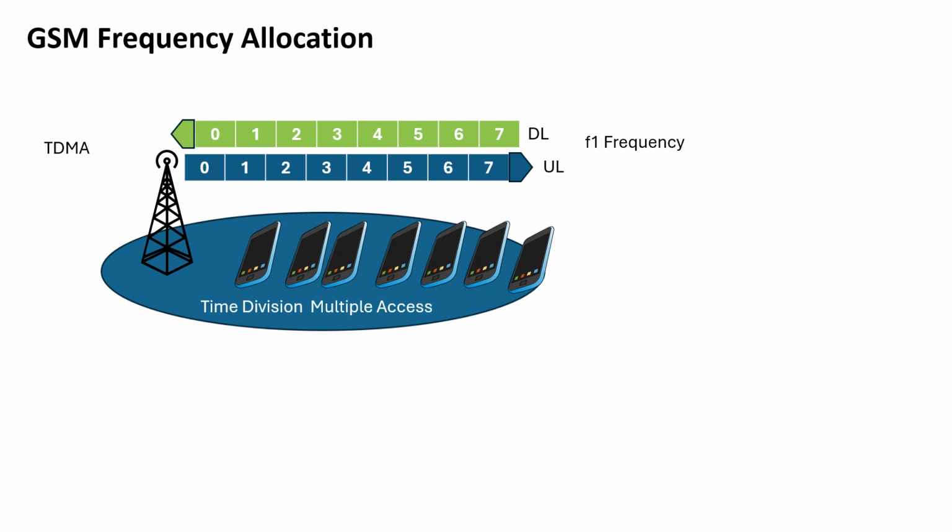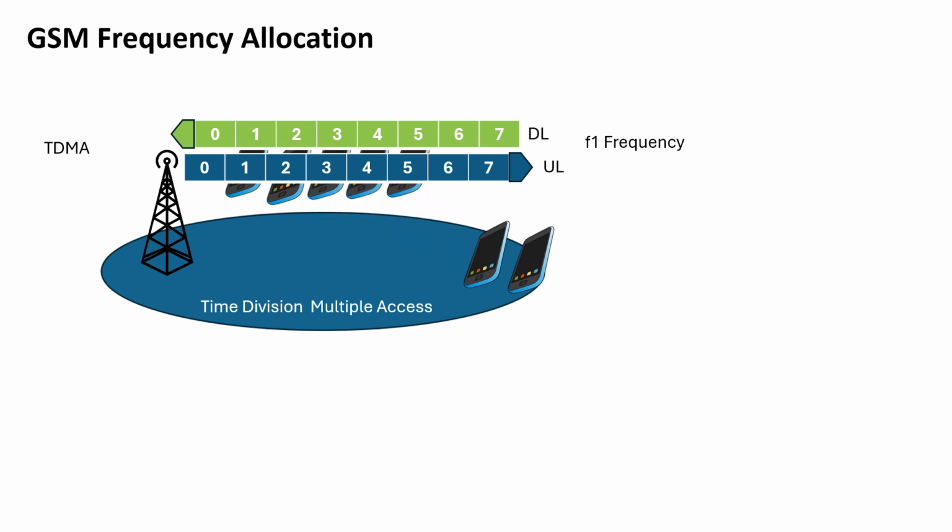Time division multiple access, TDMA. TDMA is a key technology that enables multiple users to share the same frequency channel by dividing the channel into time slots. Here's how it works. Time slots. Each channel is divided into several time slots. In GSM, each channel can be split into 8 time slots, allowing up to 8 users to communicate over the same frequency simultaneously.